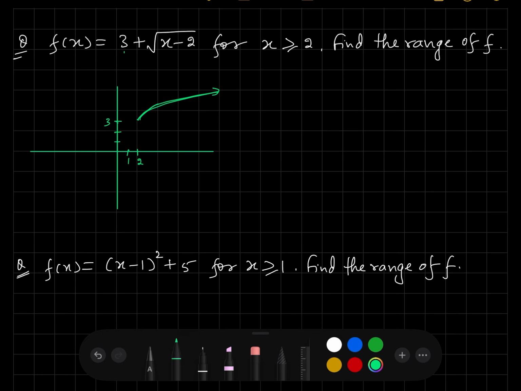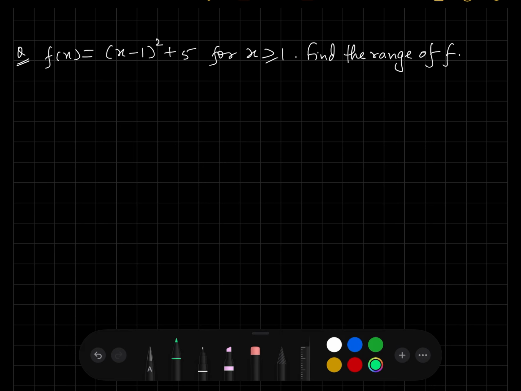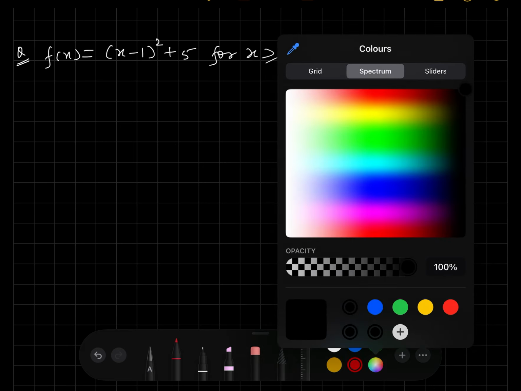So now what is the range of this function? Obviously the range would be all the values which are greater than or equal to 3. So f(x) would always be greater than or equal to 3, because it is always 3 plus something. Understood? And then if it is another function, say f(x) equals (x minus 1) whole squared plus 5, now I think you must have understood.